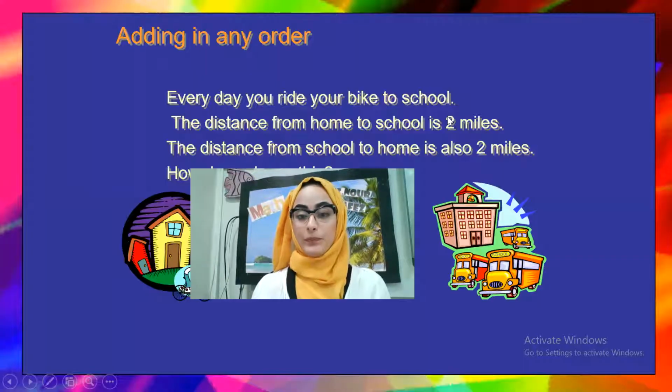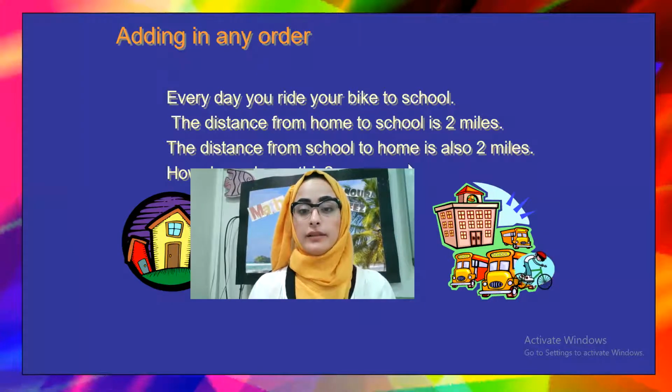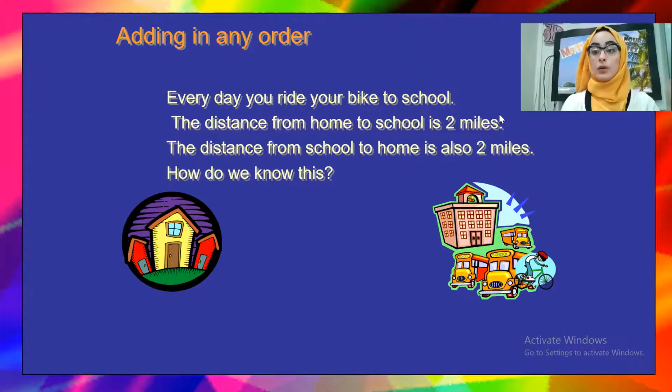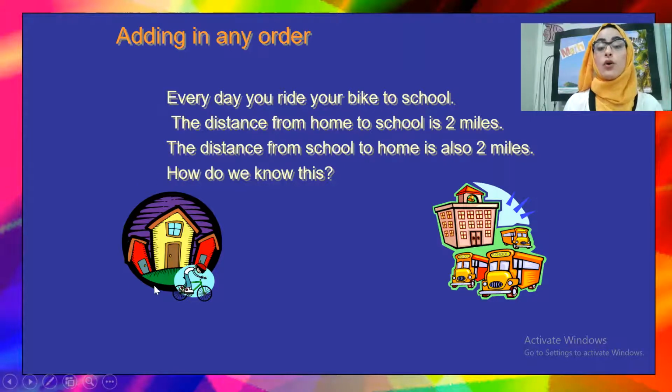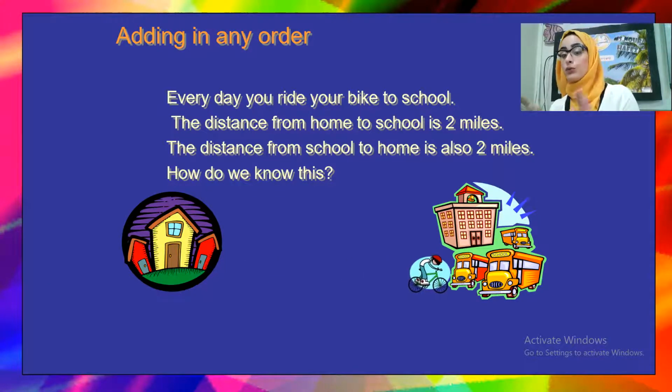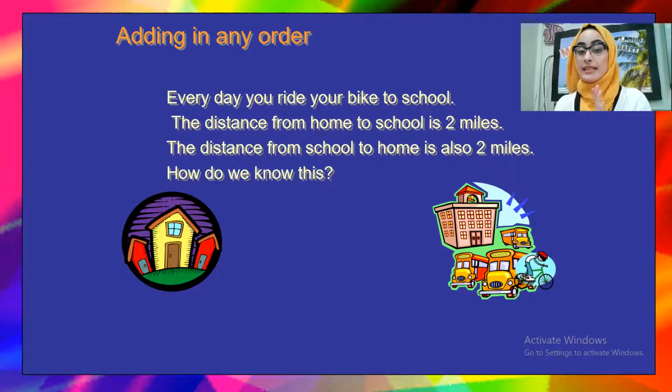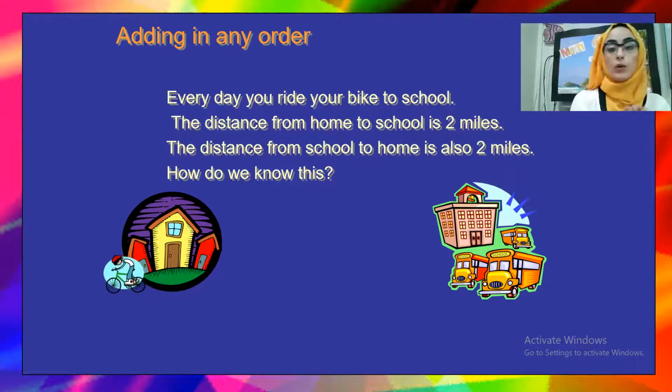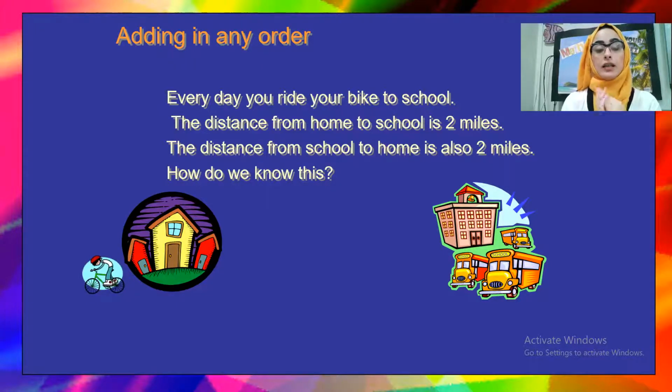Let's see another thing here. Look here. Here is a picture. Can you see it? Adding in any order. In the first picture, it's your home, and here is your school. If I want to compare the distance between your home and your school, the distance from home to school is 2 miles. And the distance from school to home is also 2 miles. How do you know that? If I have 1 finger here and the other finger there, from here to there is the same as from there to here. So changing the order of places will not ever change the result.